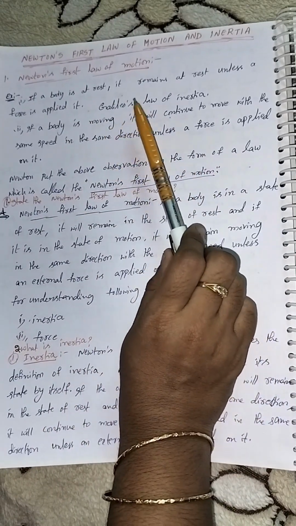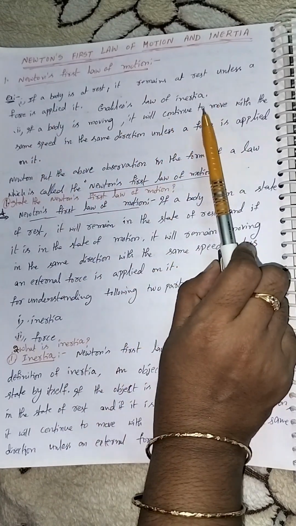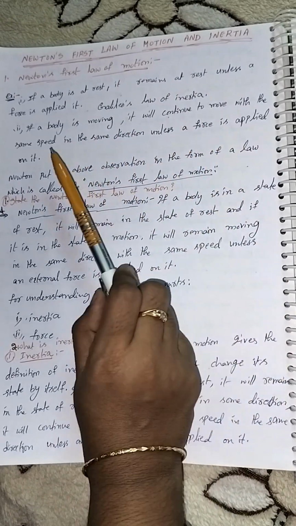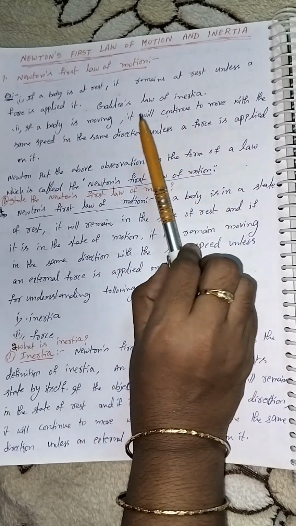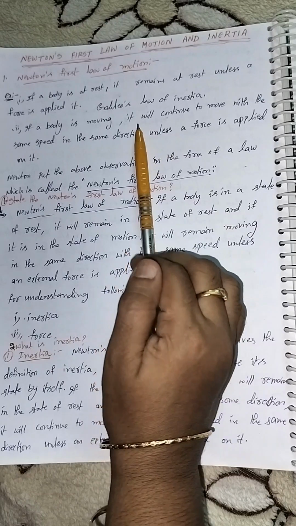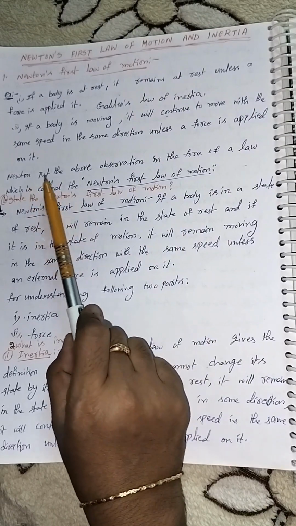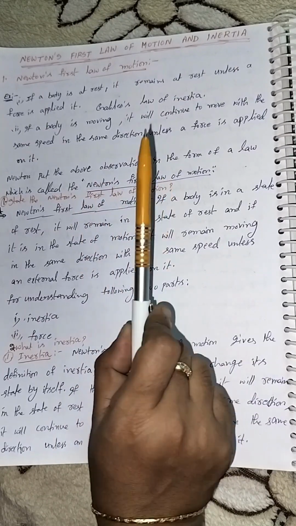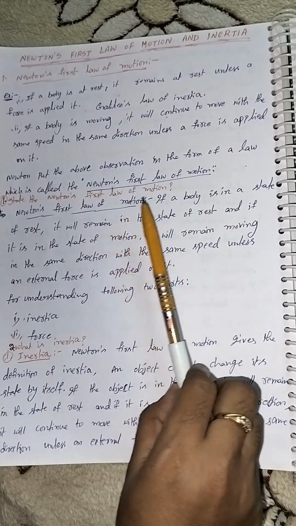So in Galileo's law of inertia, if a body is moving, it will continue to move with the same speed in the same direction unless a force is applied on it. If we use a force, then the body's movement is changed. So Newton put the above observation in the form of a law which is called Newton's first law of motion. In this class we will discuss questions and answers from this lesson.